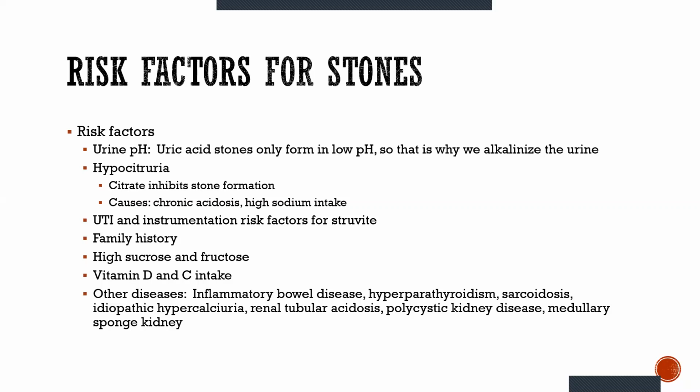And some of the things that cause low urine citrate are chronic acidosis, because if the blood is acidic, a lot of the citrate's being used as a buffer in the blood, doesn't get into the urine. And high urine sodium actually can reduce citrate in the urine as well. So that's why we reduce their sodium intake when people have stones. UTIs and instrumentation are risks for struvite stones.